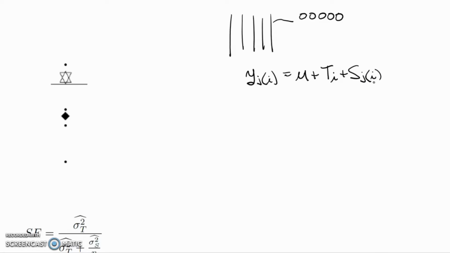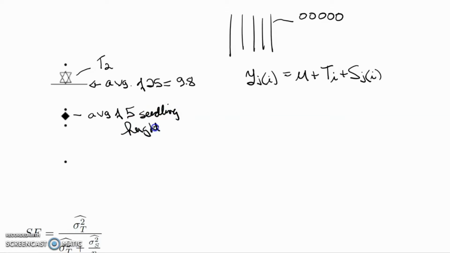And we noticed when we made our initial plots that we had a bit of a problem. So this horizontal line here was the average of the 25 observed seedling heights, and it turned out to be 9.8. Now, based on the values that we used to simulate the data, we would have expected a value of 10, but we got pretty close. And this would be T2, the parental effect of the second tree, and this value here is the average of 5 seedling heights. Those would be the observed 5 seedling heights associated with the second tree.